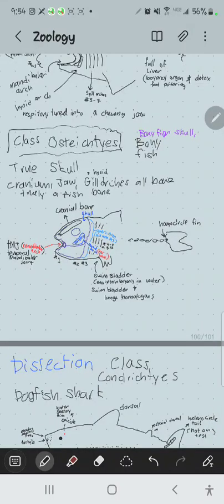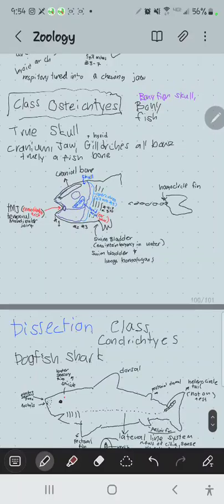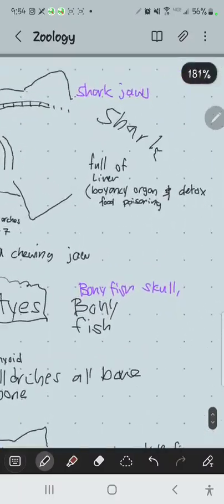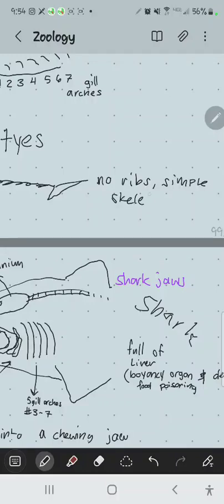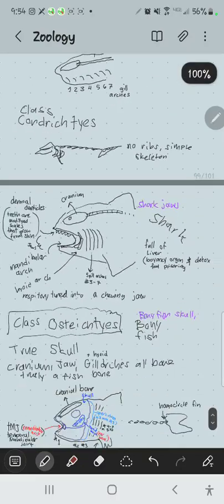So the scales are kind of interesting in that they're like little teeth. If you look at them under a microscope or with your cell phone, these are called dermal denticles. And what that literally means is skin teeth.